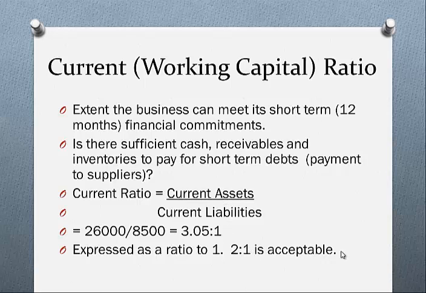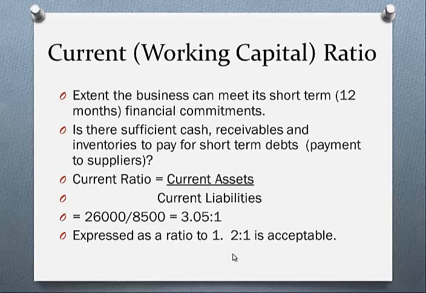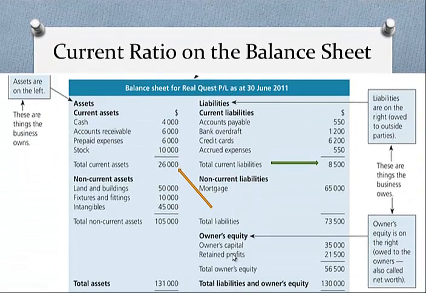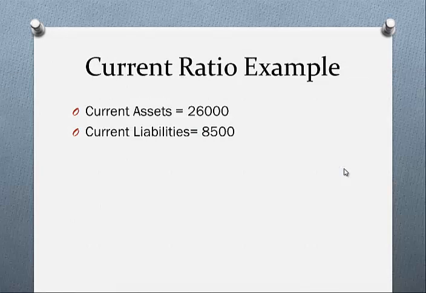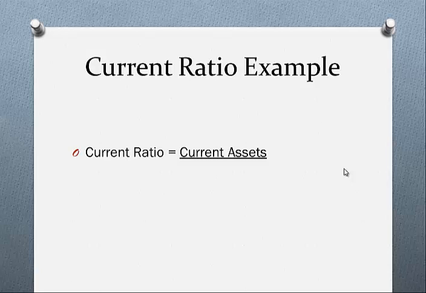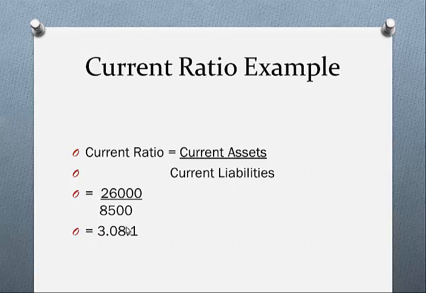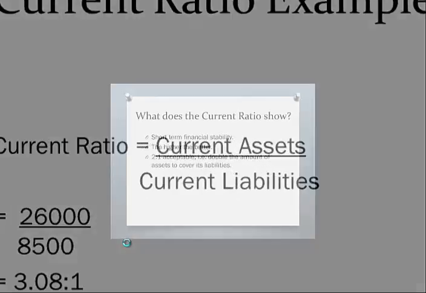2 to 1 is acceptable. Anything below that we start to get worried. Anything over that, it's fine. Now let's turn to the balance sheet and see where we got these items from. So current assets, there you are. The total was 26,000. The total current liabilities is 8.5. So we plug those into our formula, 26,000 over 8,500, giving us that ratio which I explained to you before.